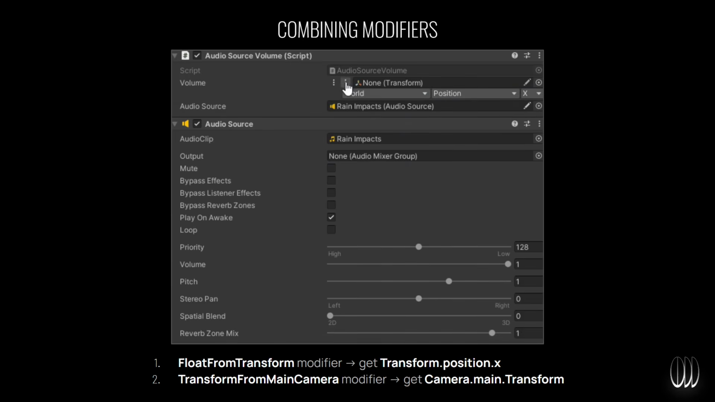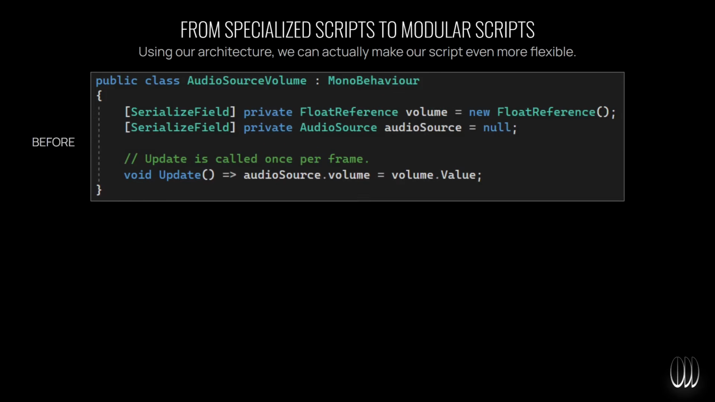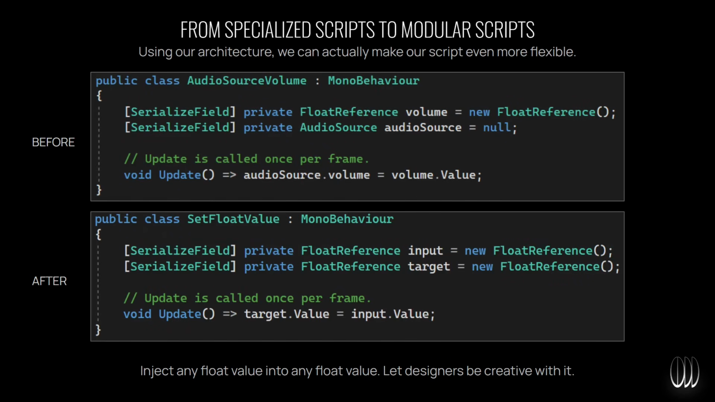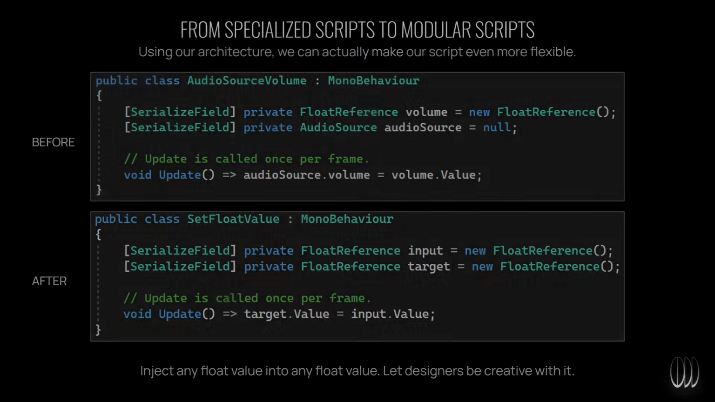It's exponential. That's great, but again, let's take it a step further by making a script even more flexible. Now that we have modifiers, why would we limit our code to set only an audio source volume? Instead, it could just set a target float value, so another float reference, and we let the designers define what exactly in the inspector. In the end, we inject an input float value into a target float value, and we let the designers be creative with it.